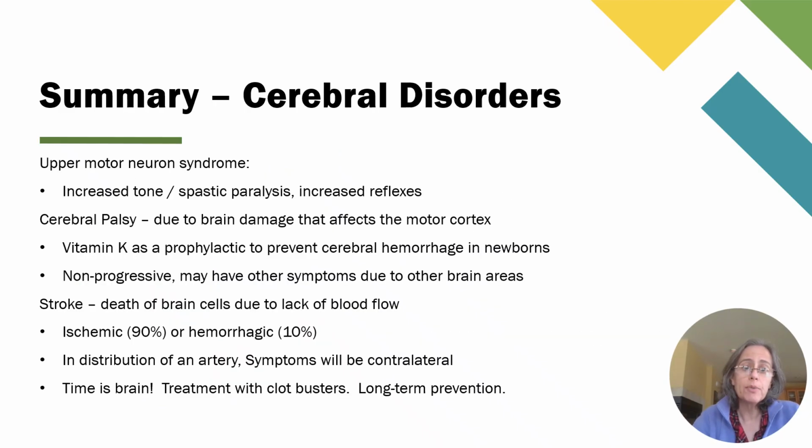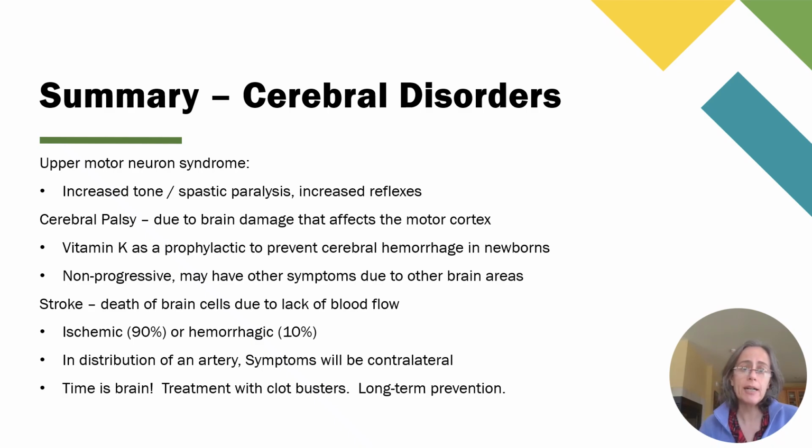So in summary, our cerebral disorders of movement are going to result in an upper motor neuron syndrome, which is going to have increased tone, or what we call a spastic paralysis. We're also going to have hyperreflexia. Cerebral palsy is due to brain damage in the infant that occurs for a variety of reasons that happens to affect the motor cortex. So I took that opportunity to talk to you about why vitamin K is given as a prophylactic to newborns to prevent cerebral hemorrhage. Before we started doing this, the risk was about 1 in 60. Now it's 1 in 100,000, so a massively successful medical intervention.